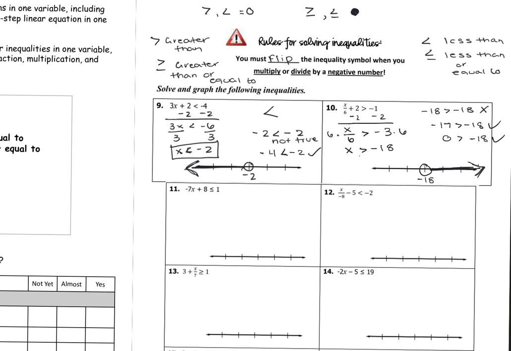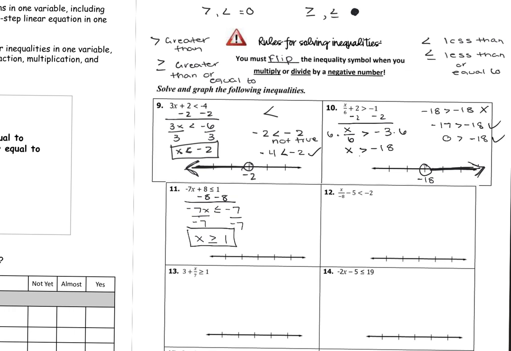All right. For number 11, I have negative 7x plus 8 is less than or equal to 1. So I'm going to again subtract 8, because I want to get rid of that positive 8, from both sides. I have negative 7x is less than or equal to negative 7. I'm going to divide both sides by negative 7. Ooh, here we are dividing by a negative number, so we have to remember that rule. Anytime you multiply or divide by a negative number, you have to flip the sign. So I would get that x is greater than or equal to 1.